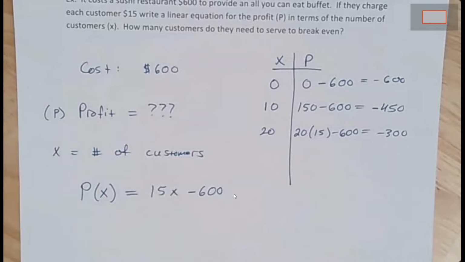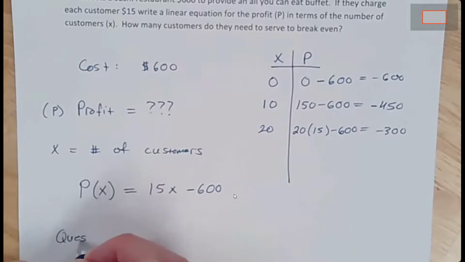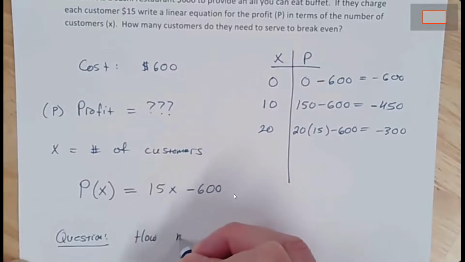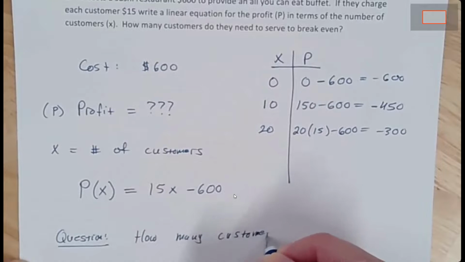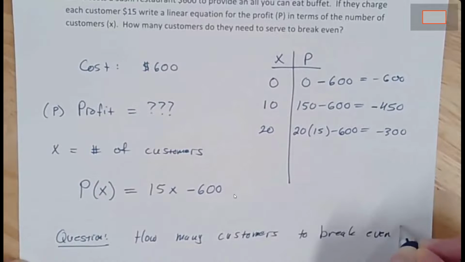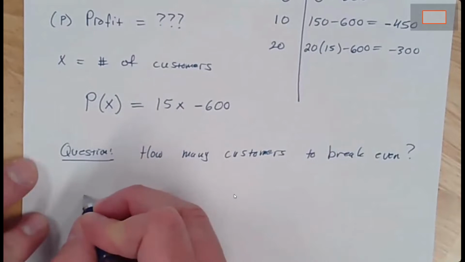And then there was a second question. The question now is, how many customers till we break even? Well, what does breaking even mean in terms of profit? Zero profit. So literally, we're just setting the profit equal to 0.